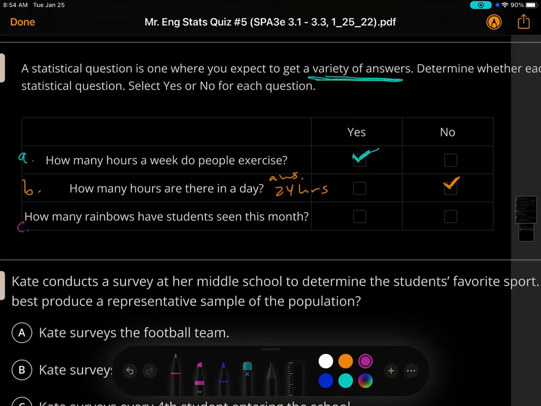And C, how many rainbows have students seen this month? It's going to be all over the place. Some kids will be like, there's like 50 rainbows. And some kids are like, I didn't see any rainbows. So it varies. You're going to get different answers.